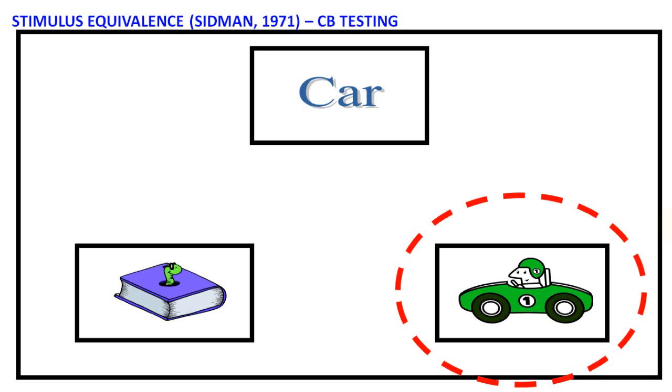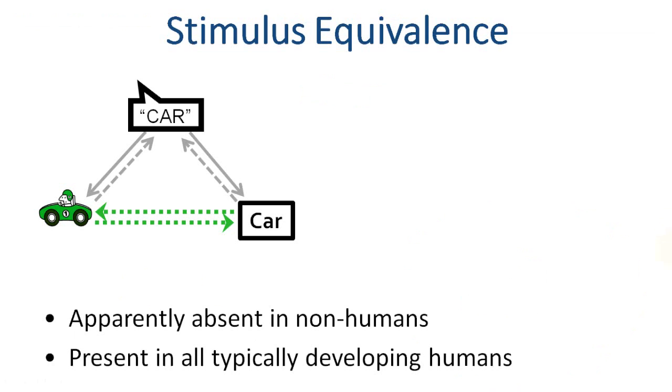So in this case, we have a written word as a sample stimulus, and the correct response would be to select the corresponding image, in this case the image of a car instead of the image of a book, and so on and so forth. In Sidman's study, novel behaviors were established in the absence of reinforcement, and yet they were predictable based on the training that the subjects have received.